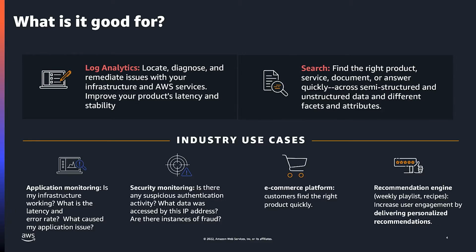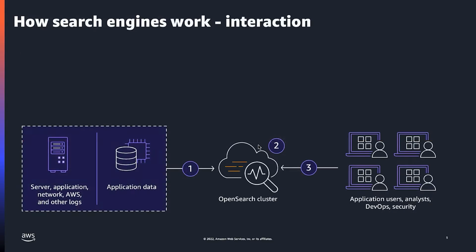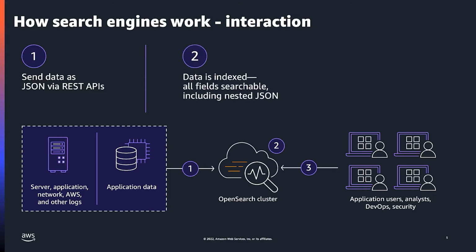Now we know what OpenSearch Service is and what the use cases are. So let's quickly see how the search engine works. The interaction model for a search engine is really simple. It's a REST API based technology. You have generators of data, whether it's your database that has your application data, or log data generated from servers, applications, IoT devices, etc. Once you receive that data, you need to convert it into JSON and then send it to OpenSearch.